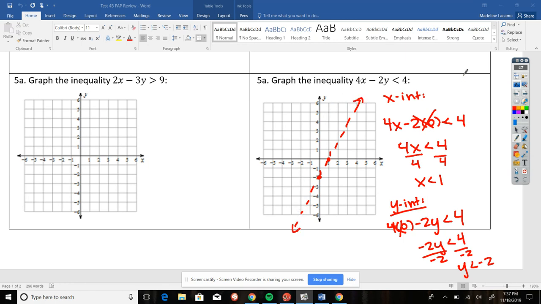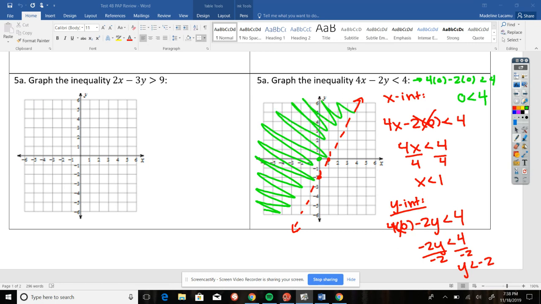And if we're doing the intercept way, we do have to use a test point. So my test point will be 0, 0. And I plug in 0, 0. I get 4 times 0 minus 2 times 0 is less than 4. Well, 4 times 0 and 2 times 0 are both equal to 0. So I get 0 is less than 4. Since this is a true statement, I'm going to shade the side that includes my test point, which would be over here. If it did not make a true statement, I would shade the other side that does not include our test point.